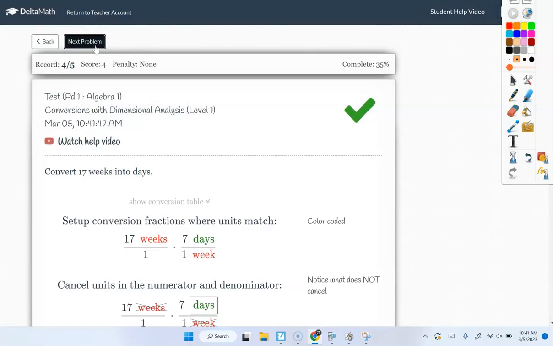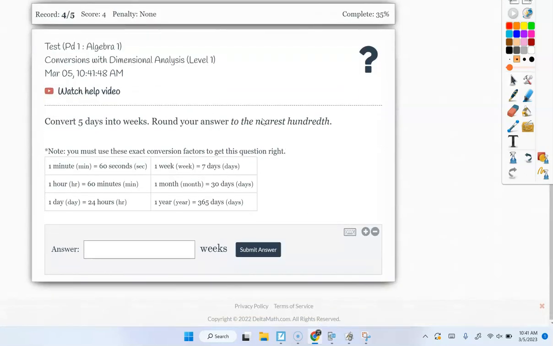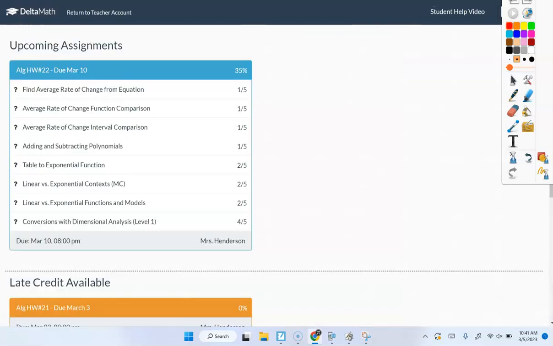Let's see. Is the last one any more difficult? Days into weeks. Nope, not difficult. All right, that concludes homework number 22.